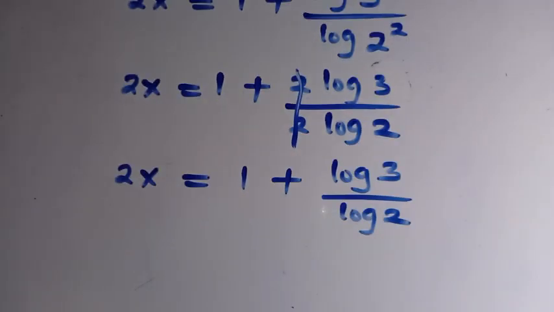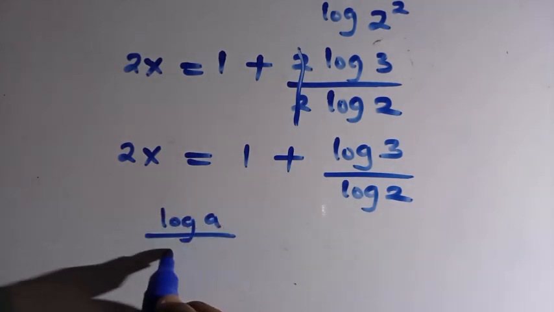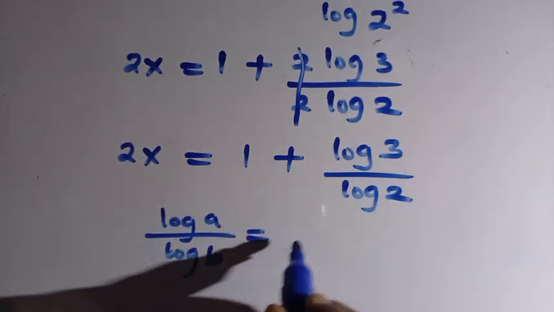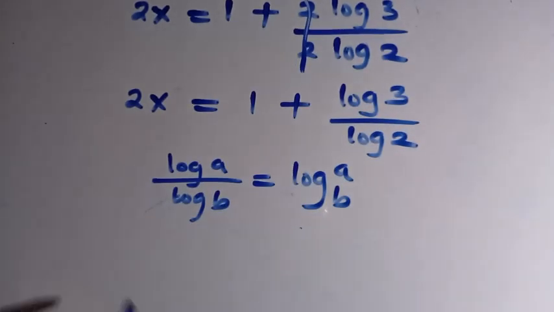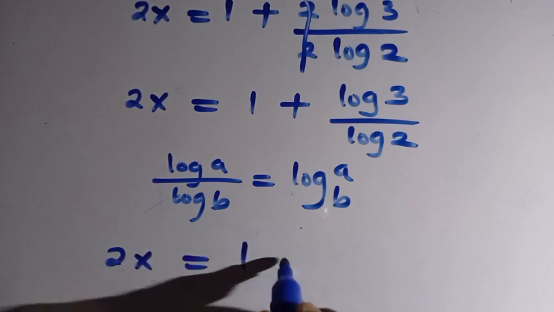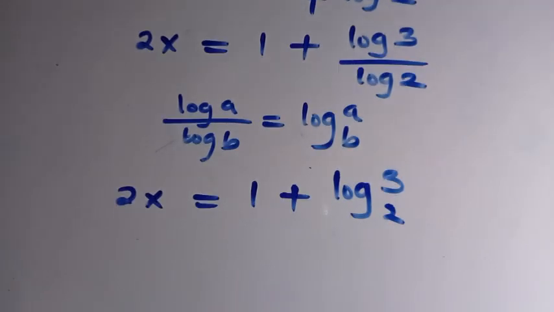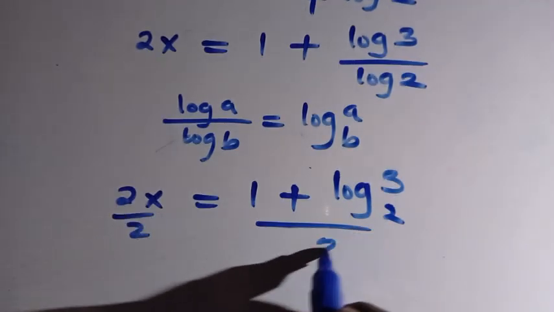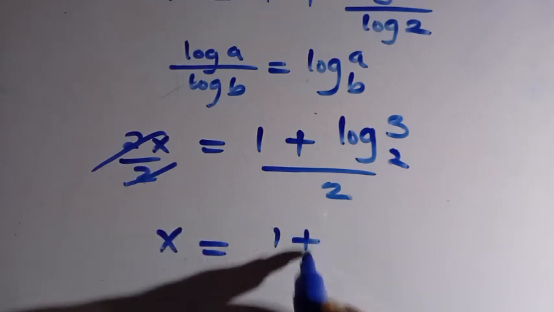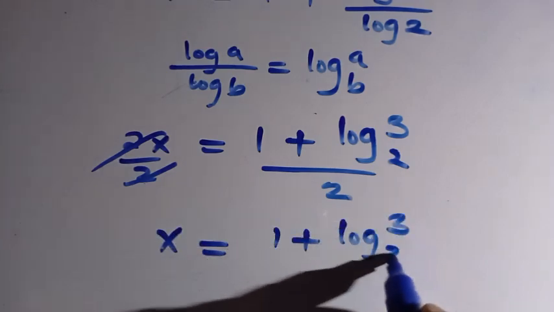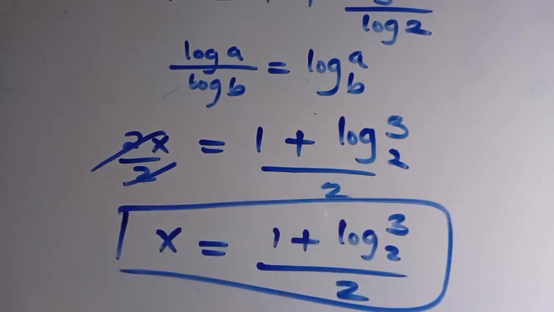Having this, we proceed, as we are going to consider another rule. If you have log a divided by log b, this equals log a base b. Applying it, we have 2x equals 1 plus log 3 base 2. Then by dividing both sides by 2, 2 cancels 2, and the value of x equals 1 plus log 3 base 2, all divided by 2. And here is the value of x that satisfies this problem.